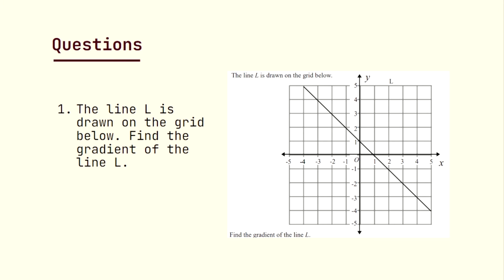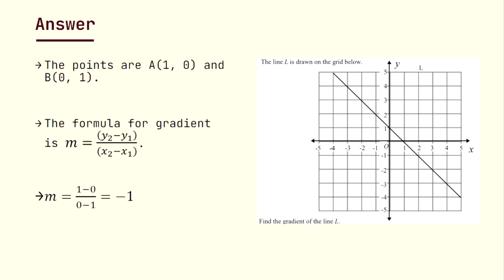This question is: the line L is drawn on the grid like this, find the gradient of the line L. Okay, a straight line is drawn on the graph passing through several points, which we can use to find the gradient. Before we start, this line slants towards the left, which means it has a negative gradient. After that, we will take at least 2 points to be able to find the gradient of this line. For example, point A is (1, 0) and point B is (0, 1).